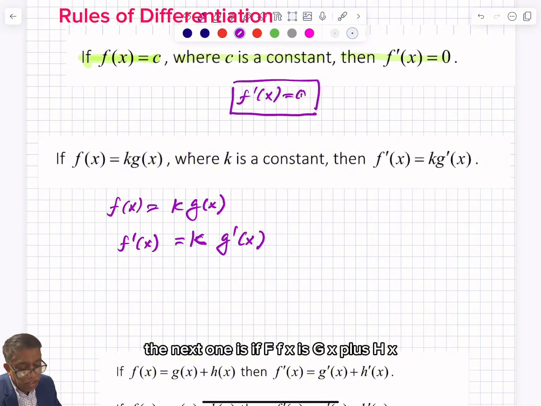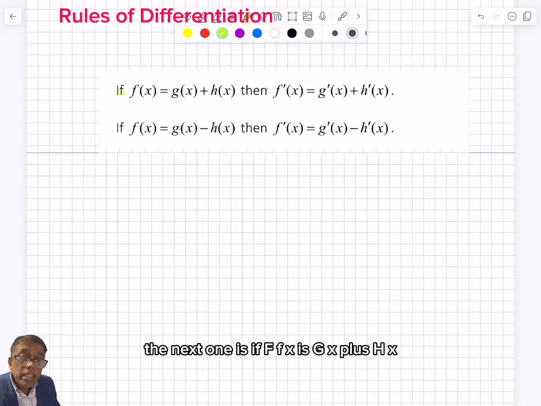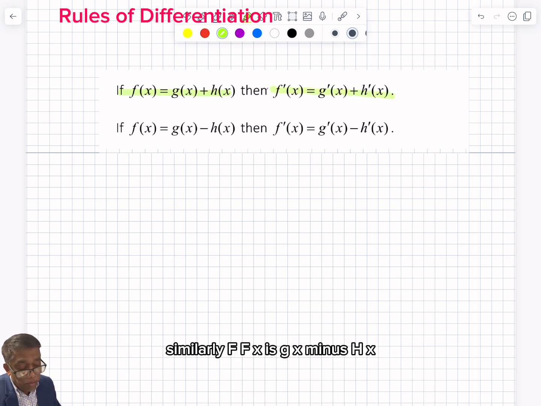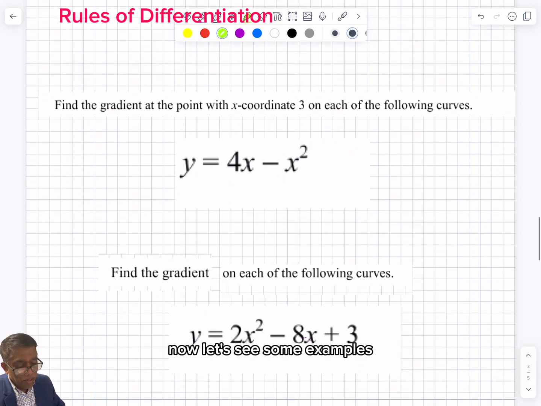The next one is if f(x) is g(x) plus h(x), where g(x) and h(x) are two different functions, then f'(x) is equal to g'(x) plus h'(x). Similarly, if f(x) is g(x) minus h(x), f'(x) is g'(x) minus h'(x). Now, let's see some examples.